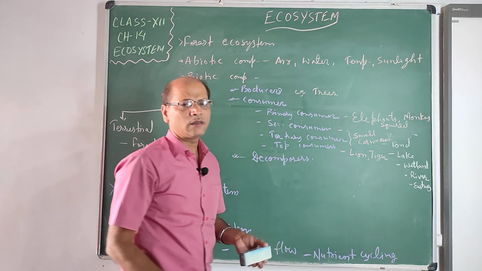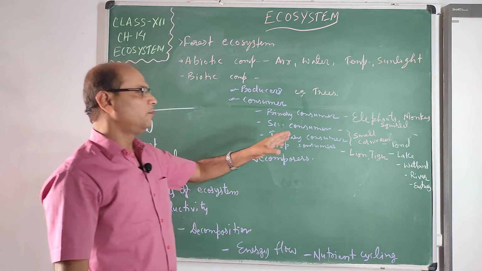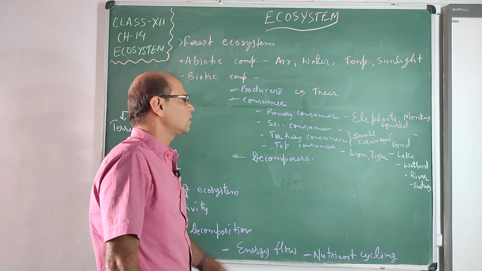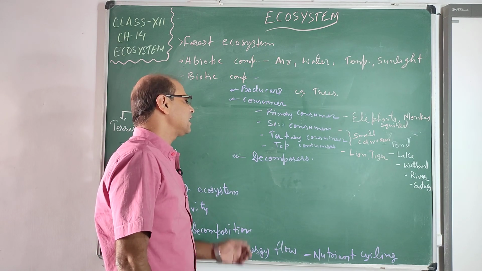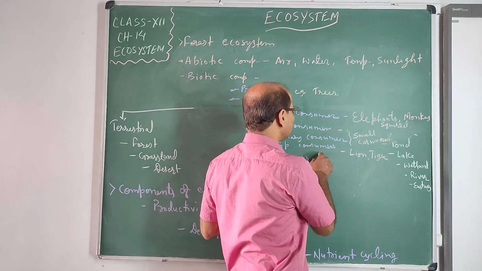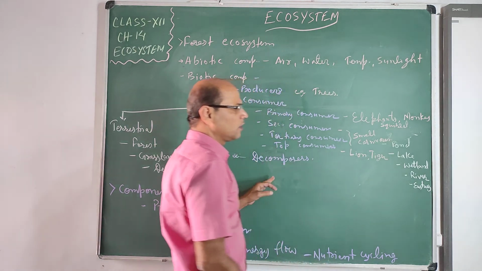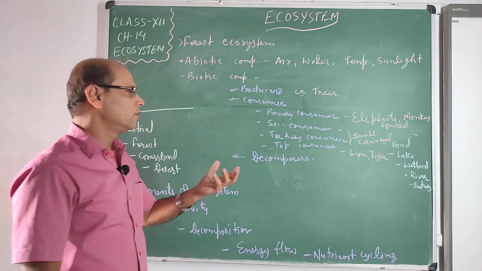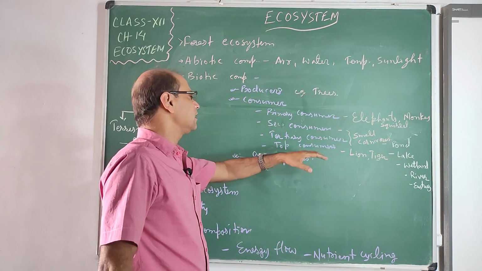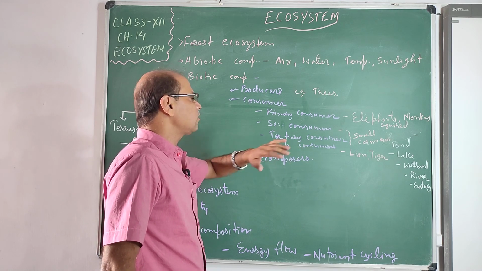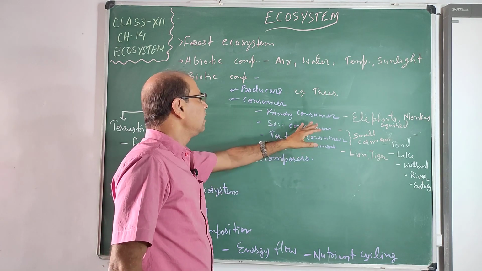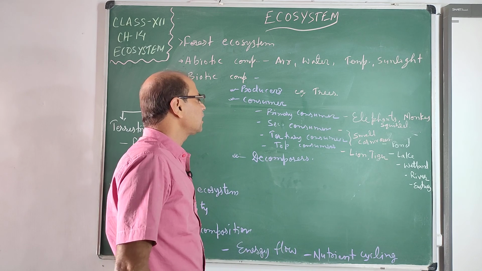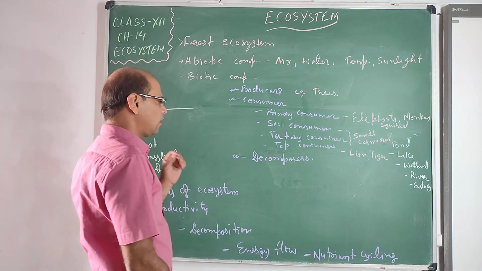They feed on the big herbivores or primary consumers, and tertiary or top consumers are lions and tigers. So the cheetah, wolf, and leopard are the top consumers because they eat the secondary or tertiary consumers, all of them.